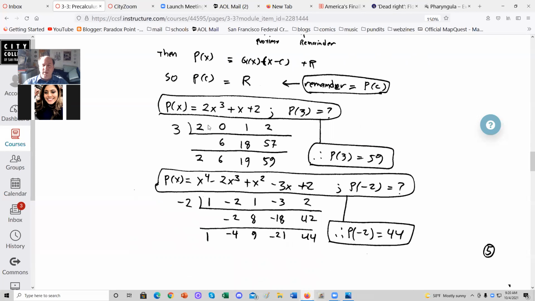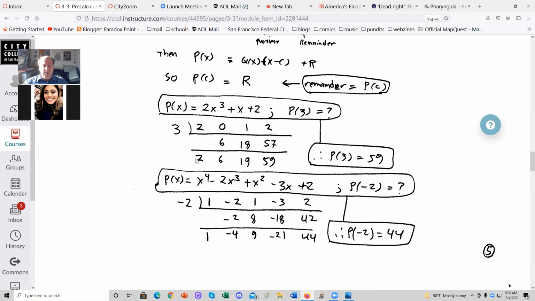So for example, you have 2x cubed plus x plus 2. What is p at 3? Okay, 2x cubed, we have to put in a 0 where there's no x squared term, plus 1x plus 2. To evaluate at 3, we put the 3 here. Every time we go down, we add. Every time we go up and to the right, we multiply by this 3.